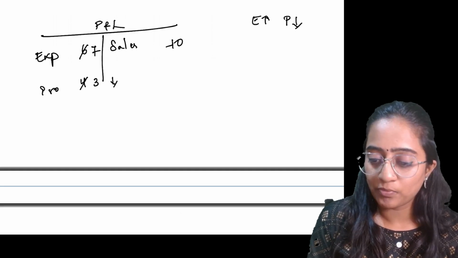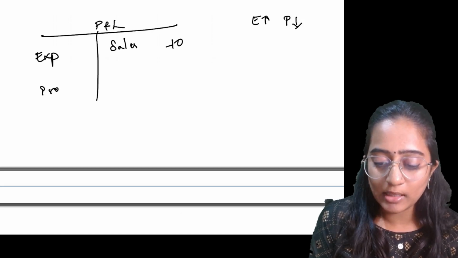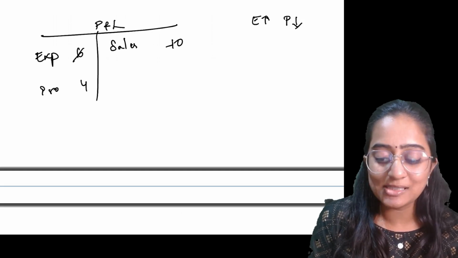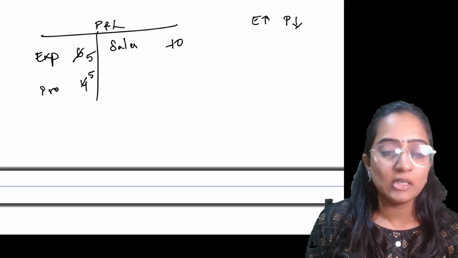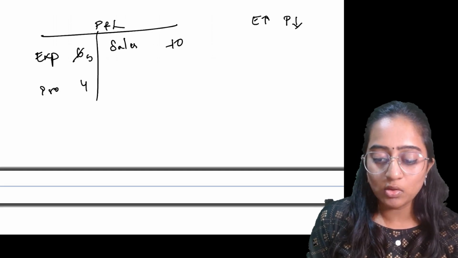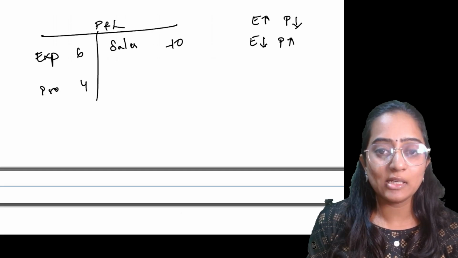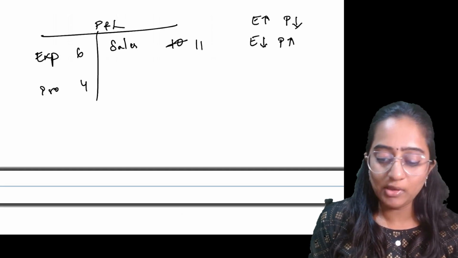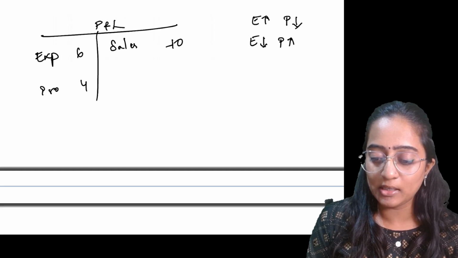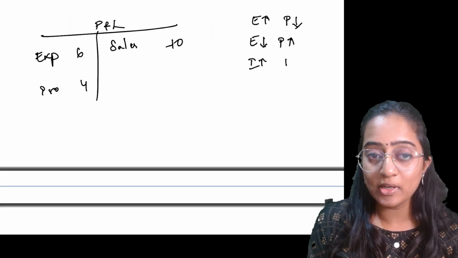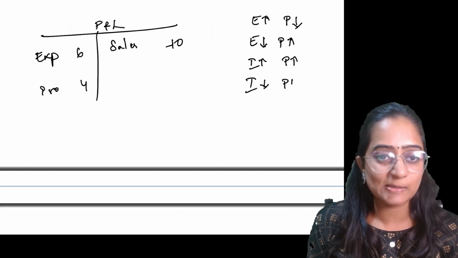Correct. Now let's take another situation. What if your expenses decrease? If your expenses decrease, your profit increases. Instead of 4, it would be 5. Correct? So, can I say if your expenses decrease, your profit increases? What would happen to sales? If your sales increase to 11, your profit would increase by 1, that is 5. Can I say if your income increases, your profit also increases? The opposite effect: if income decreases, profit decreases.